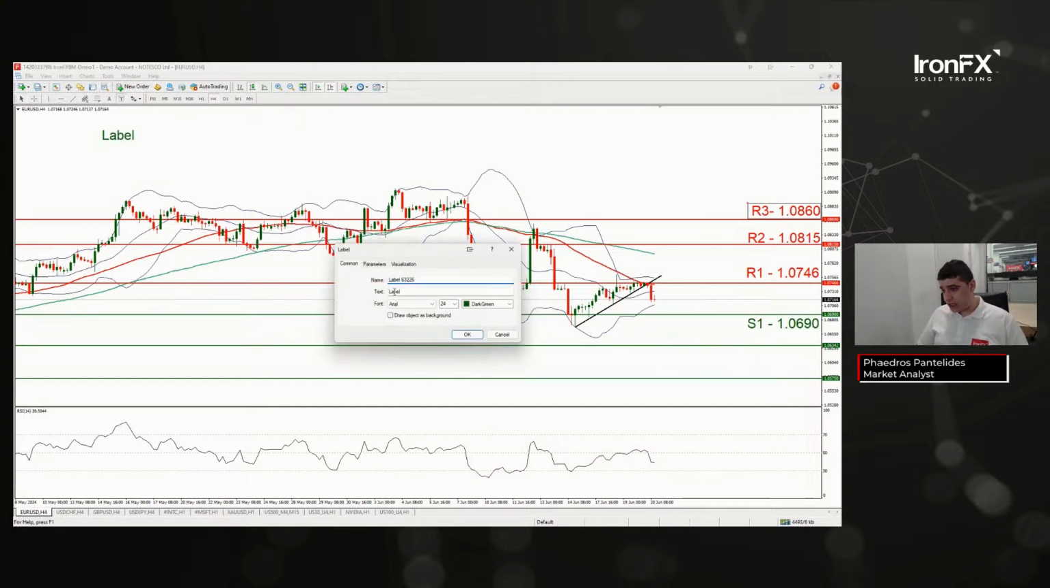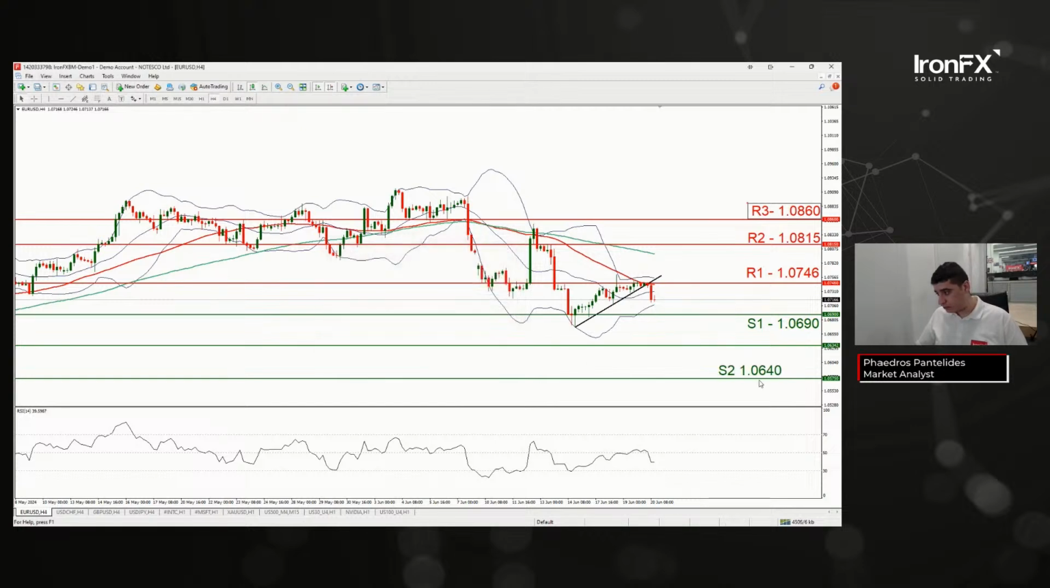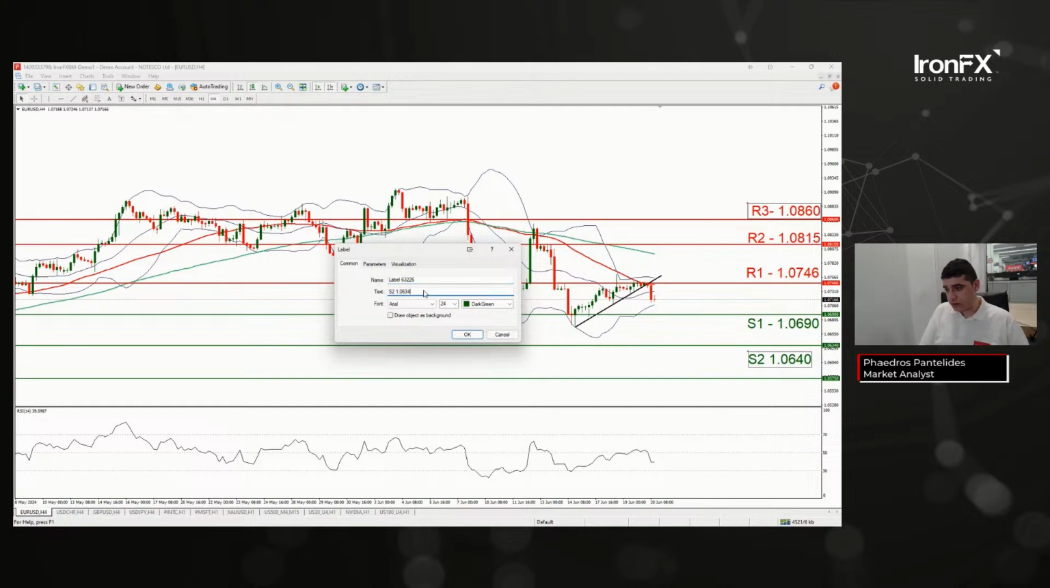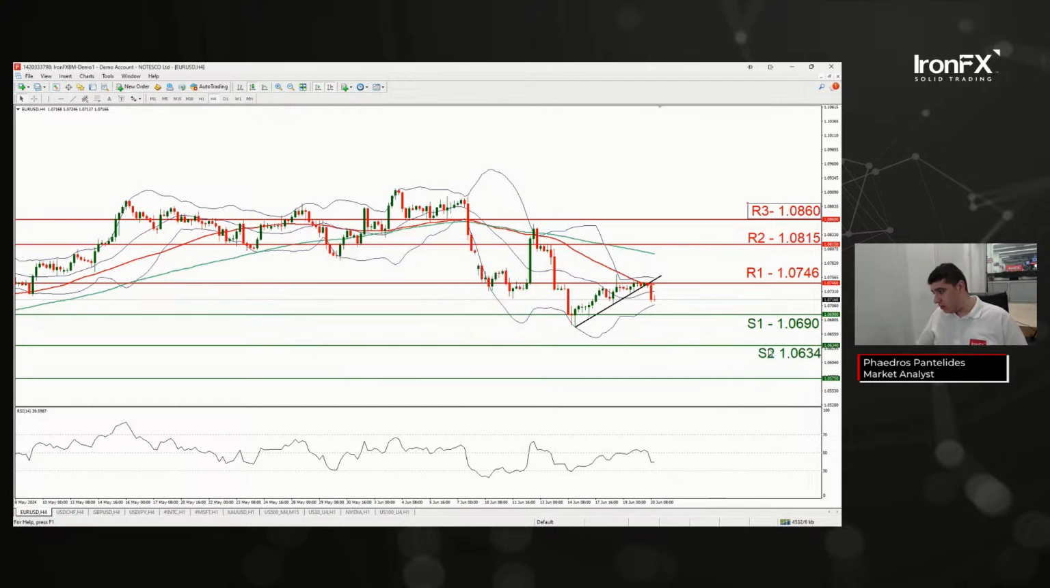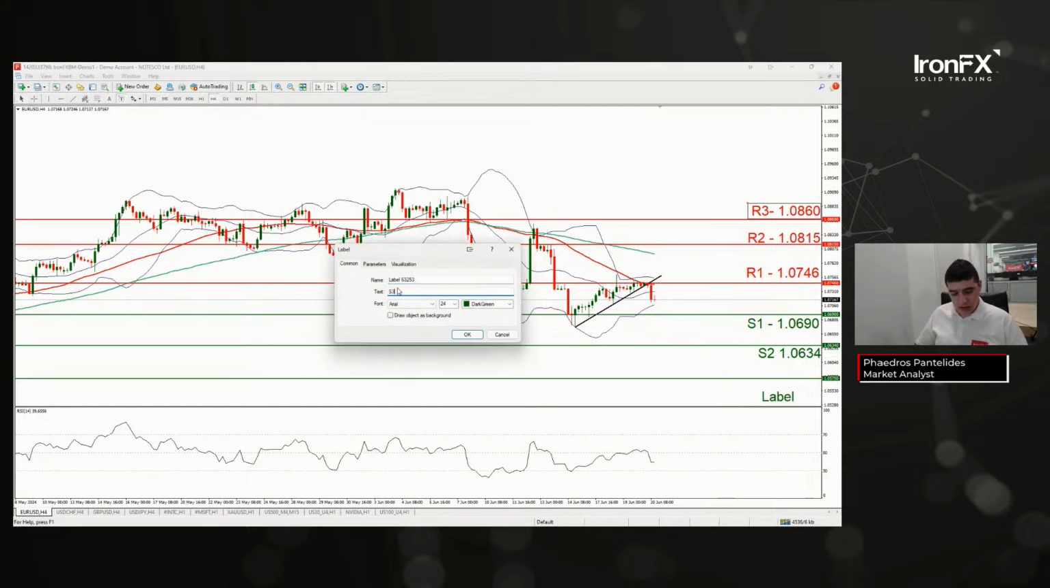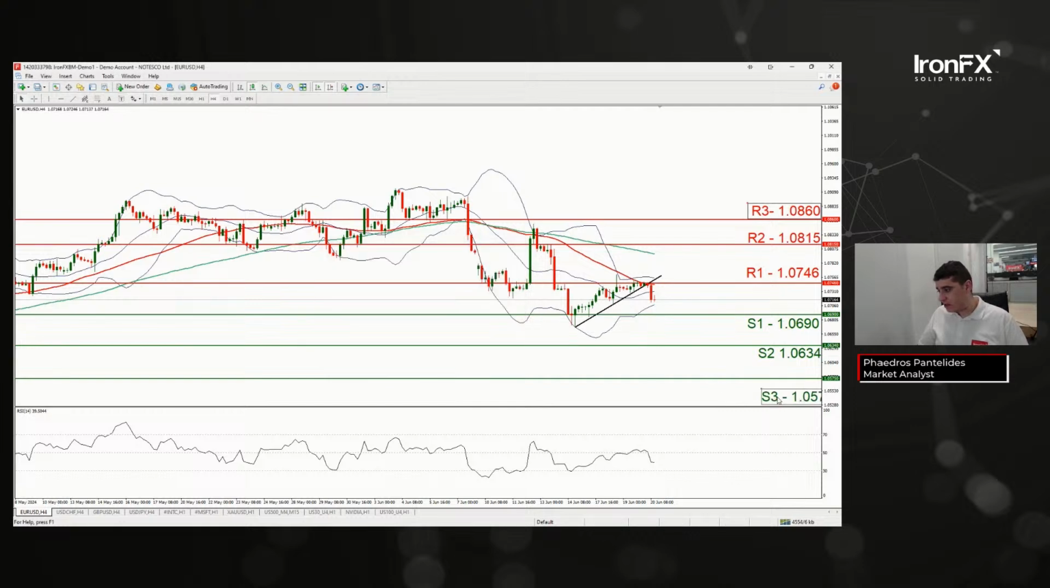For S2, as we said, 1.0634. 0634, not 640, and then 1.0575 for our S3 support line. So S3, 1.0575, same thing. And there we have it.